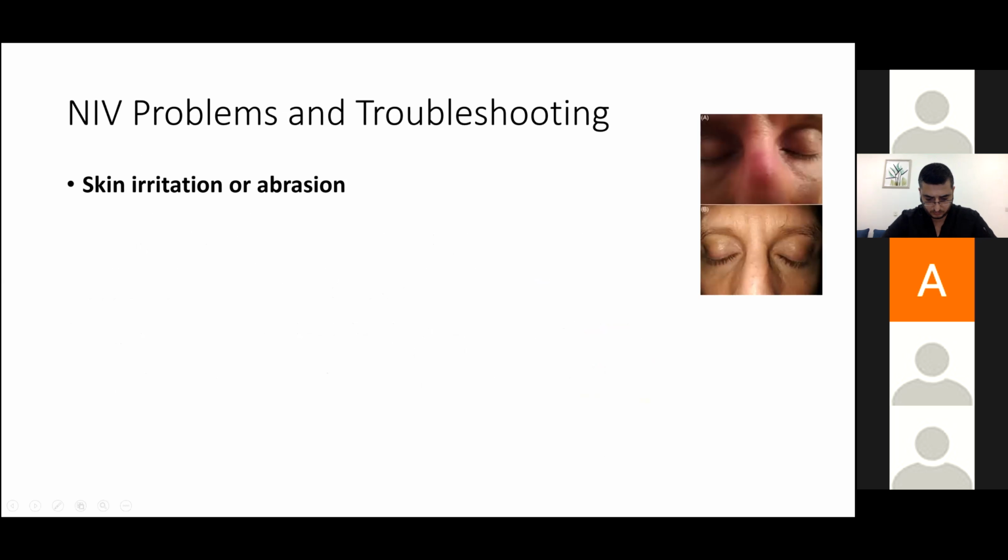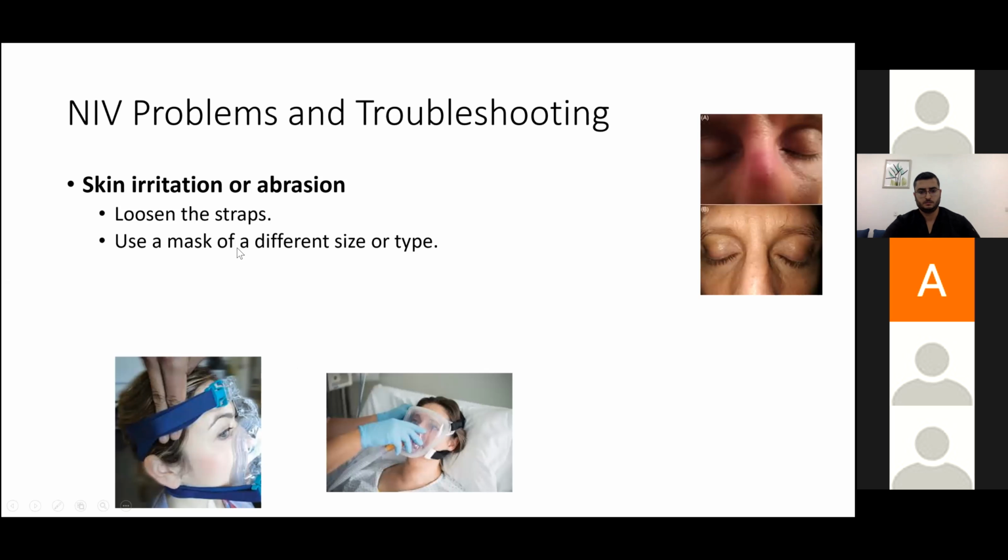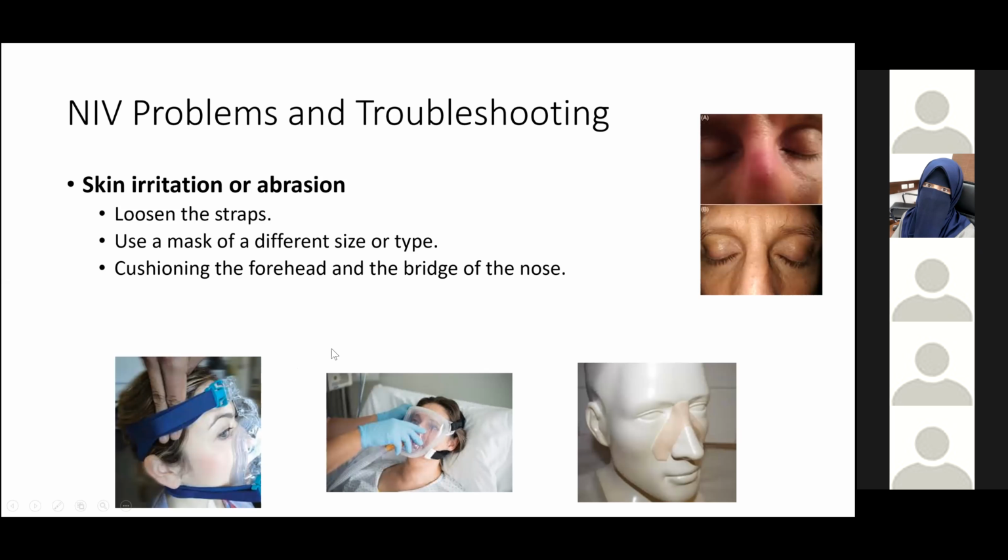Skin irritation or abrasions, especially on the nasal bridge, then you can loosen the straps. Maybe there might be some air leak with that, but if the air leak is not significant, that shouldn't be a problem. Use a different size or different type of mask. In this case, you can use a full face mask to avoid having pressure over the nasal bridge, or use cushioning. Maybe apply some cushion over the nasal bridge, over the forehead, the points of contact between the mask and the face.